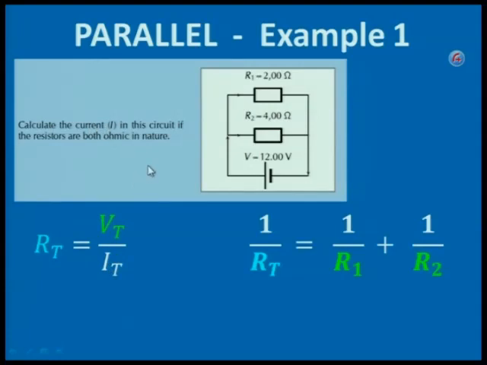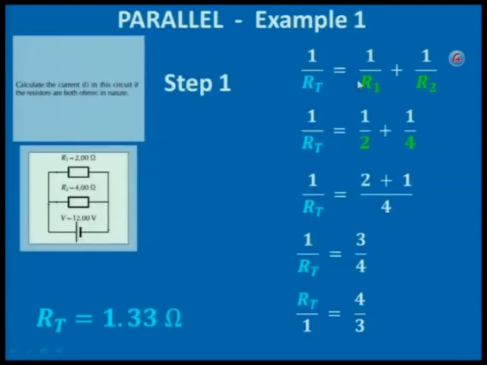So, step 1 would be to calculate the total resistance of this circuit. Now, very important to check your maths. Resistor 1 is 2 ohm. Resistor 2 is 4 ohm. So, we substitute 2 and 4. Now, we need to add fractions. So, you need to get a common value here.